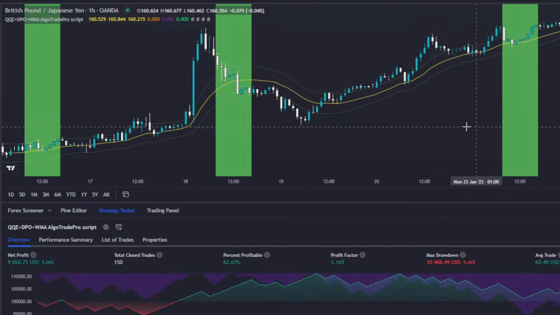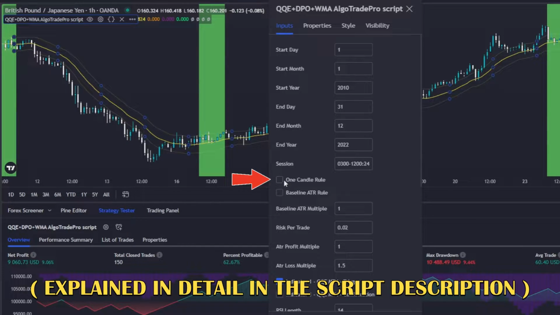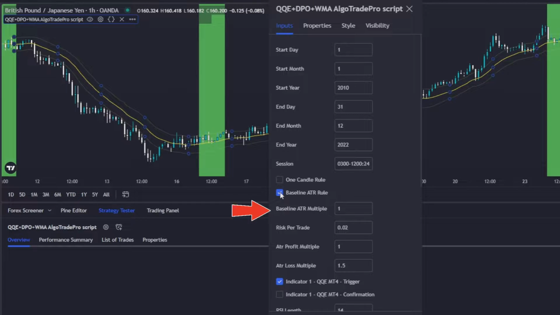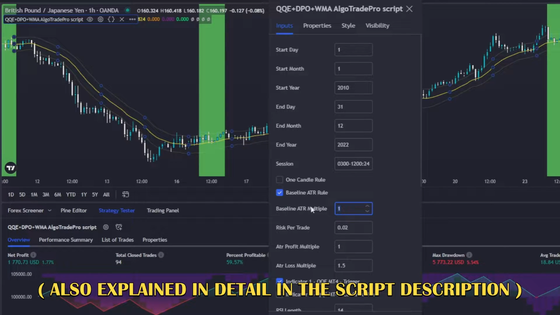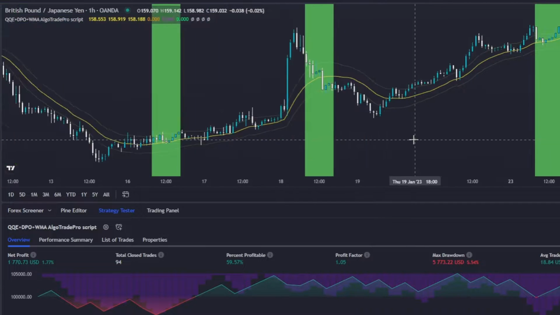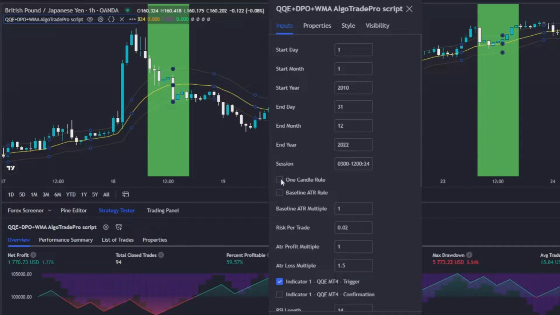Then you can find two assumptions: the one candle rule, which means that the algo will wait for one candle if needed for all indicators to be aligned for a possible entry, and the baseline ATR rule with the respective number, which means that the algo will only consider entries that are at a maximum of X times the ATR value from the baseline, in this case 1 times the ATR pip value. These are extra rules that you can use to see if the strategy results improve or not.